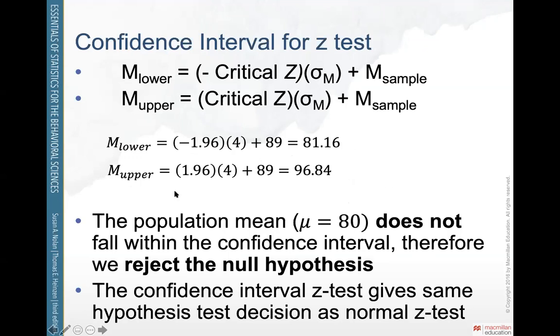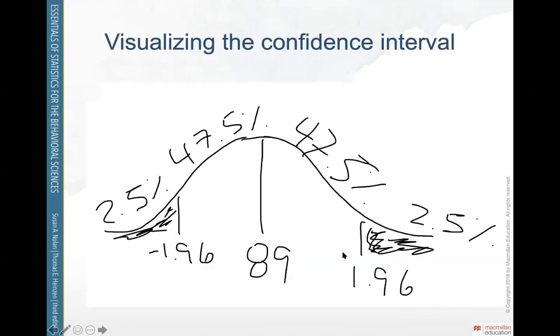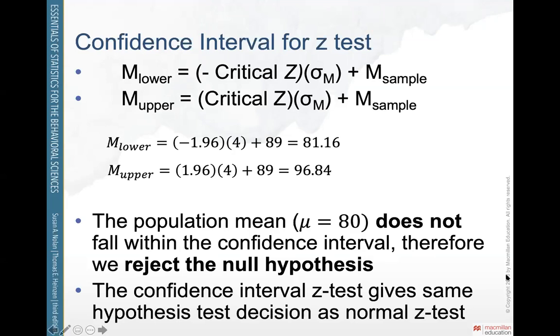The upper bound is basically the exact same thing, except instead of using the negative critical Z, you use the positive critical Z. So instead of negative 1.96, we now use positive 1.96 times, once again, the standard error of 4 plus 89. This gives us the upper bound, 96.84. That is this number right here. This is a Z-score right here, 1.96. But when we're making a confidence interval, we're converting this Z-score into the X value that it represents. And that X value represented by the Z-score of 1.96 equals 96.84.